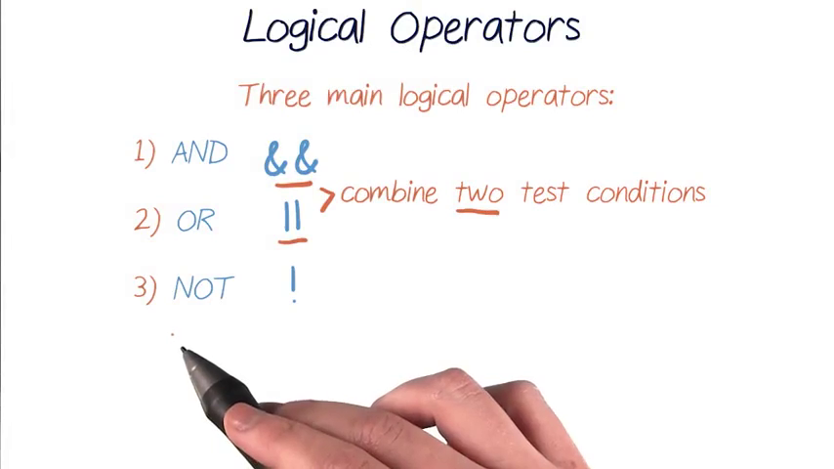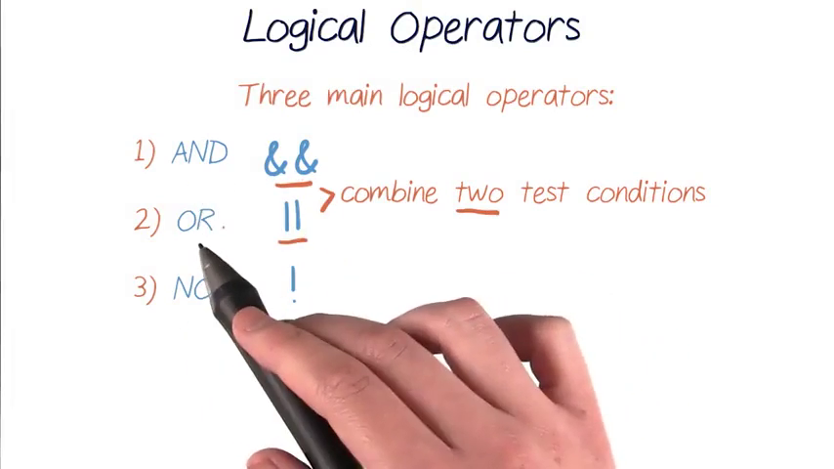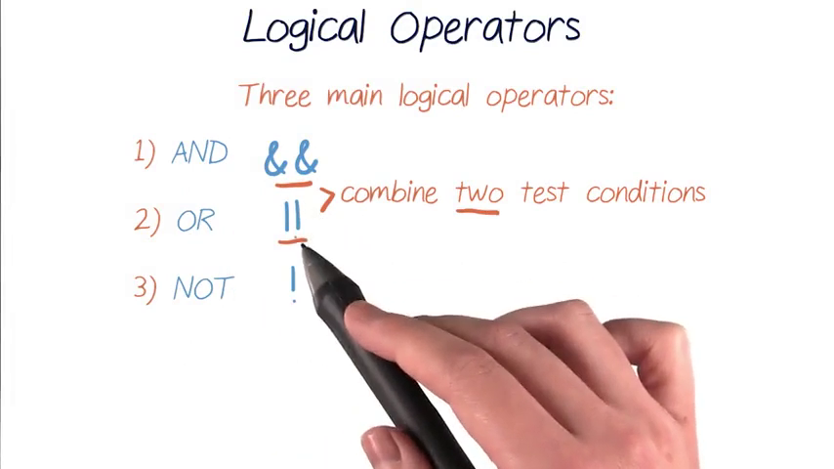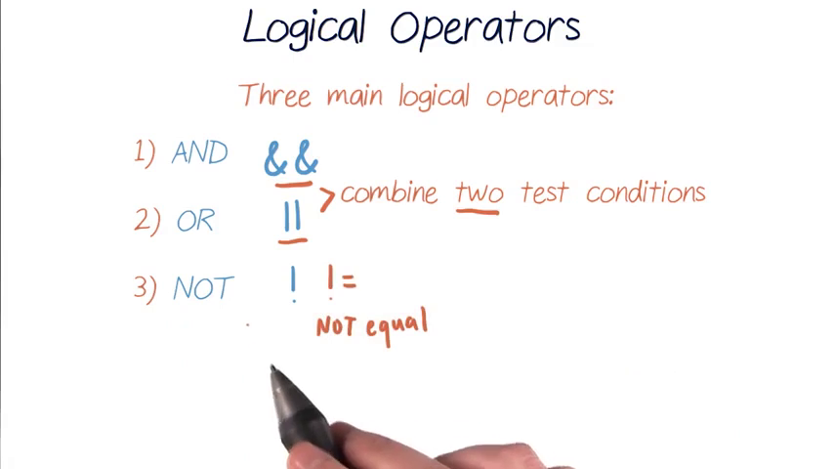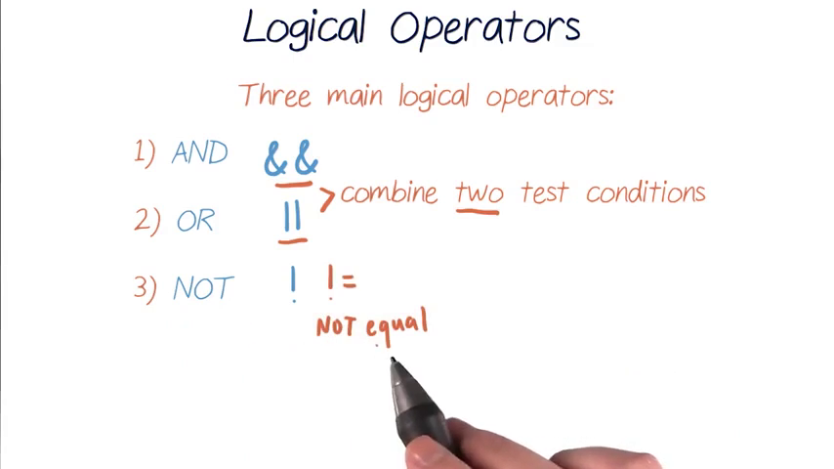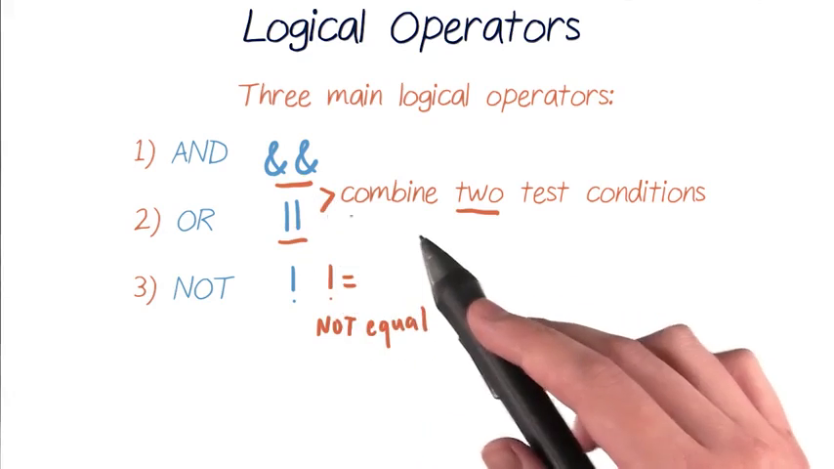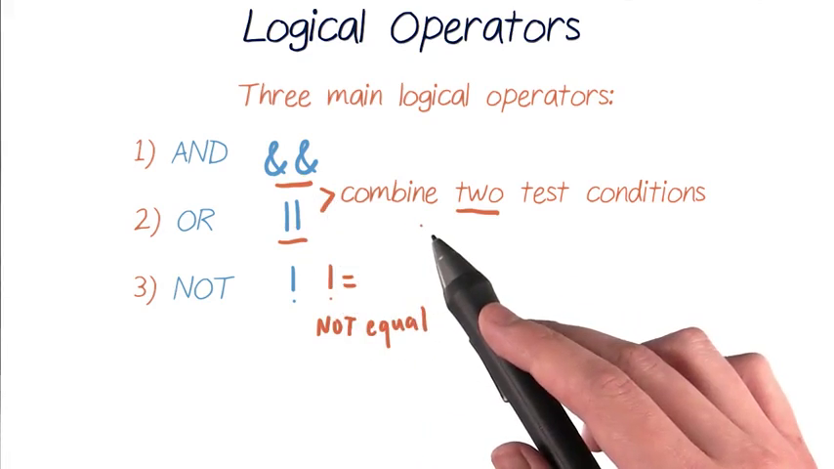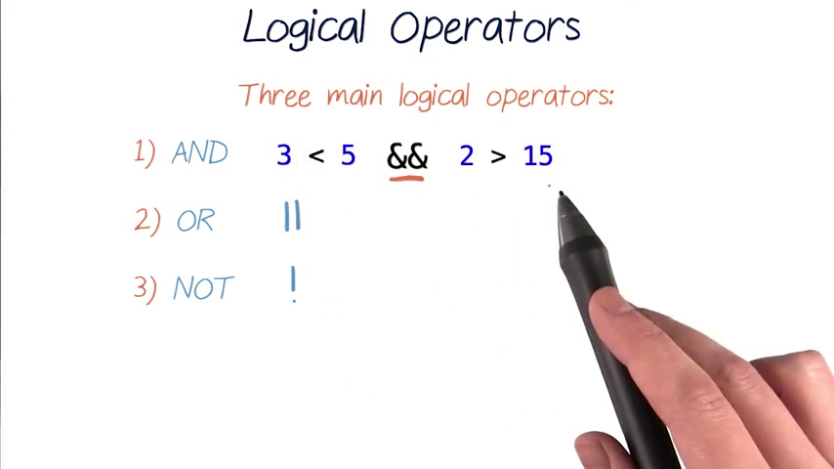There are 3 main logical operators: AND, which is these 2 ampersand symbols, OR, which is these 2 straight lines, and NOT, an exclamation point, which may look familiar from how we checked if some value was not equal to something else. Both AND and OR operators combine 2 test conditions or Boolean expressions at a time into one larger expression, like is 3 less than 5 and is 2 greater than 15.